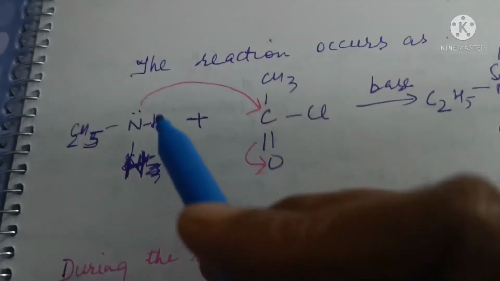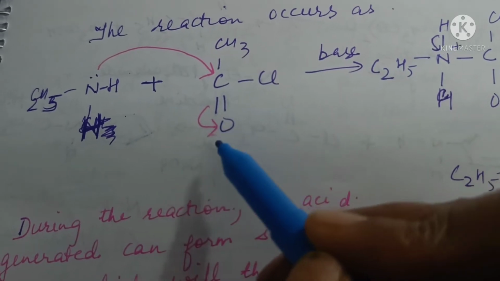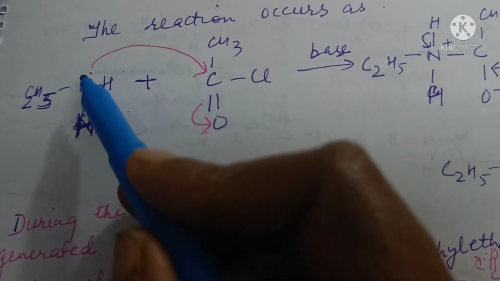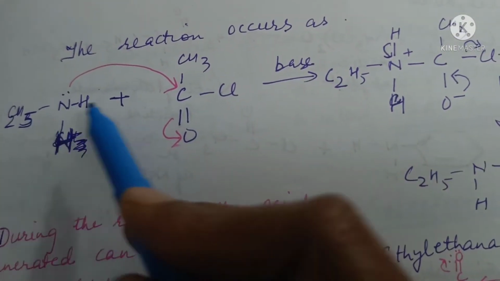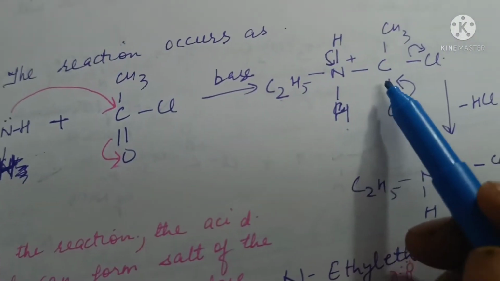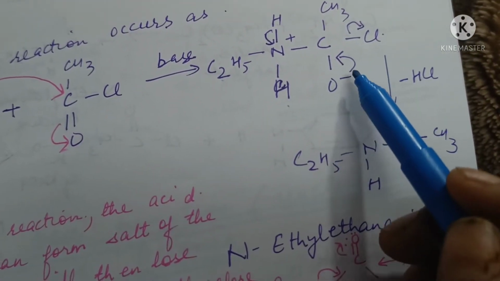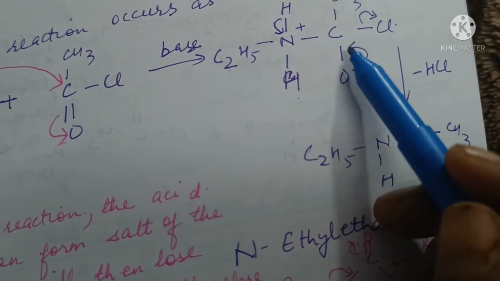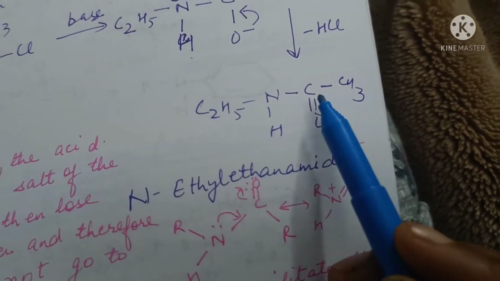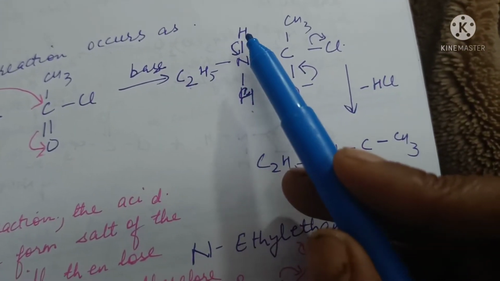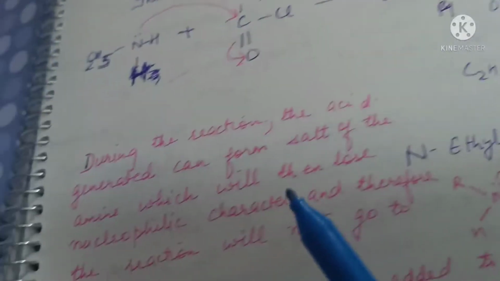So reaction occurs as, because the carbonyl group is electron withdrawing in nature, electrons are pulled to oxygen, the lone pair of electrons attack and a bond is formed. So C2H5NH2 and CH3COCl. Then the electrons on oxygen move back and H is given off to form C2H5NHCOCH3. This H which is given off reacts with the Cl, which is the leaving group, to form HCl.